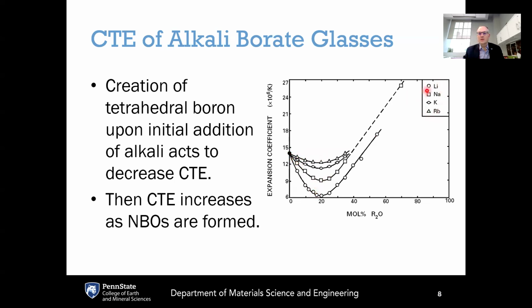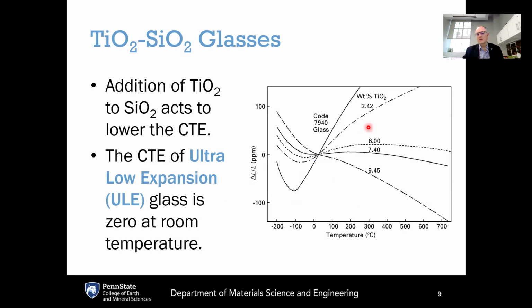And you can see here that it goes down the most for the smaller alkalis because they would have the highest field strength. And the effect is less for the larger alkalis like rubidium, for example, because it's so huge. But then after the number of tetrahedral boron is maximized, continued addition of alkalis creates non-bridging oxygens, breaking up the connectivity of the network, and that causes the thermal expansion coefficient to go back up. And so unlike silicates that always showed kind of a monotonic trend of thermal expansion coefficient with alkali content, with borate glasses, because of the boron anomaly, first the expansion coefficient decreases and then it turns around and increases, reflecting the two different mechanisms that modifiers can play in borate glasses.